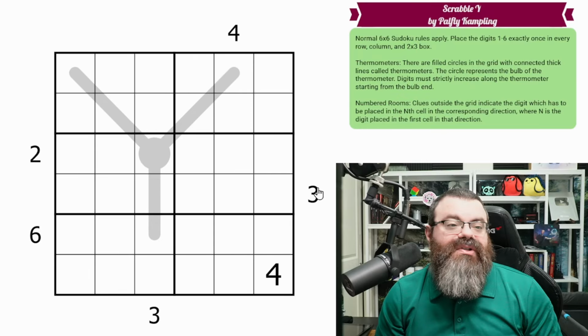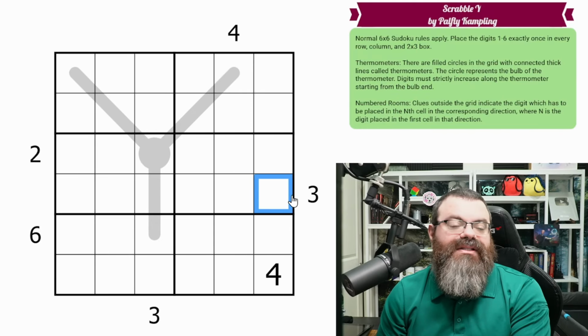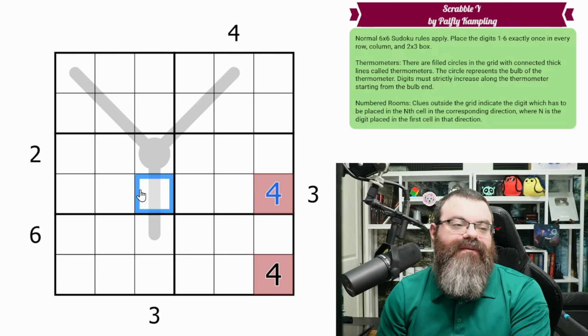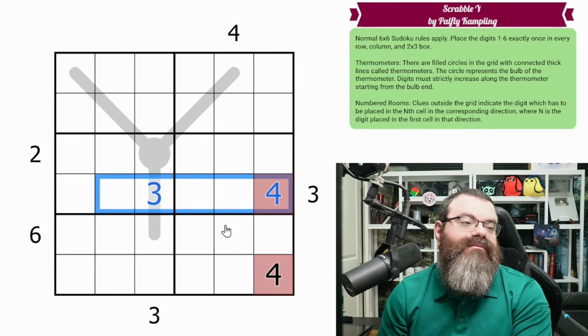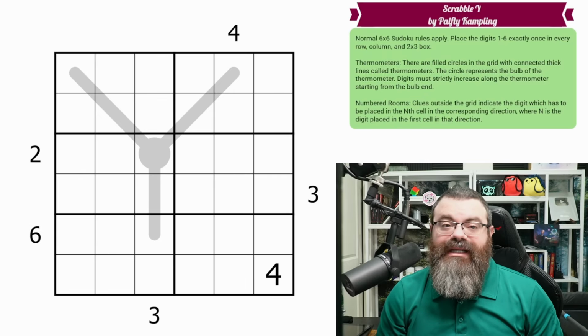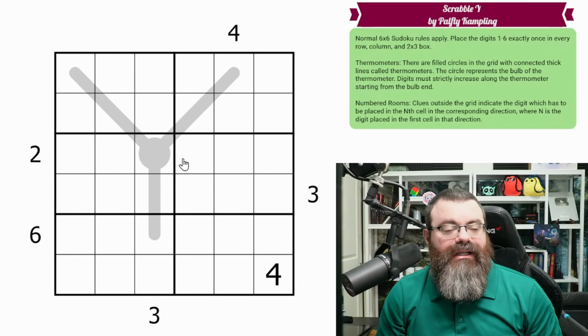All right, and so this 3 here, we would start here. Say this was a 4. Just an example that won't work, but if this was a 4, then we count 1, 2, 3, 4, and we put a 3 there. All right, and that's it. Those are the rules. There's a link in the description if you'd like to try the puzzle yourself, and I'm going to get started right now.